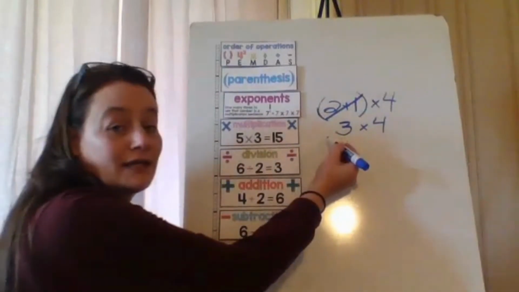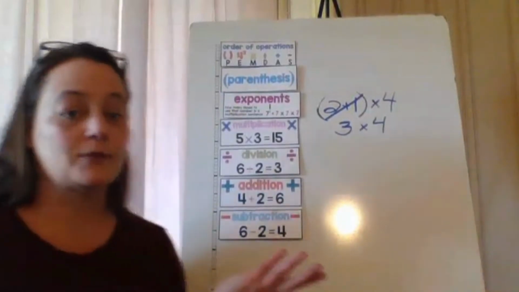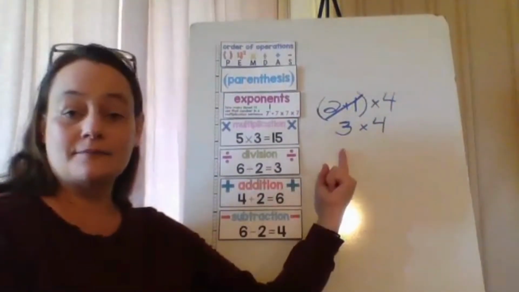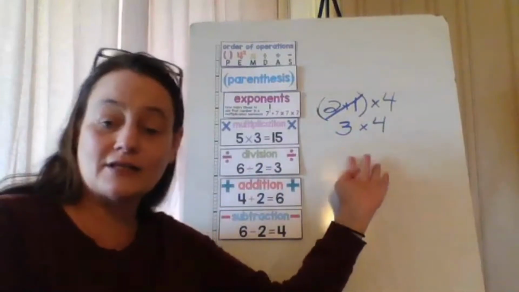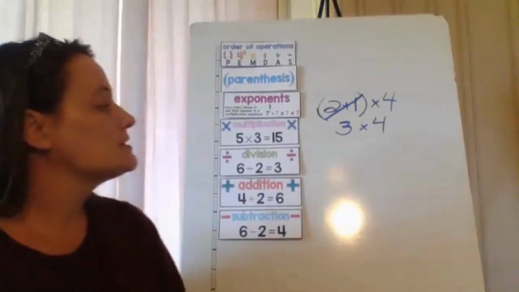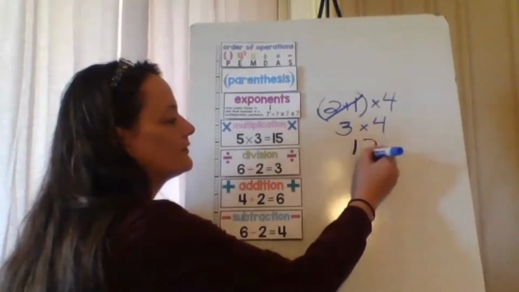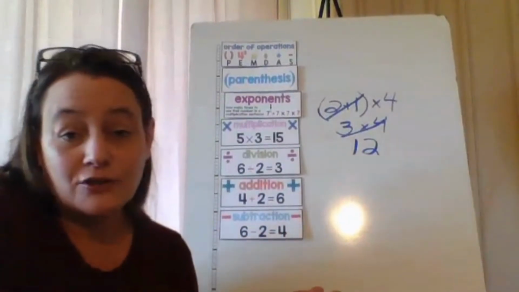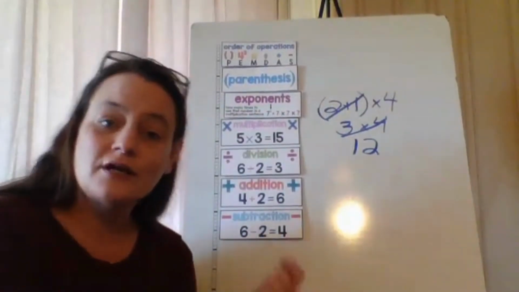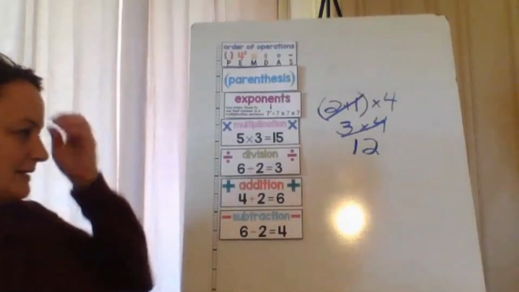Now I start at the beginning again, and I look for exponents. Well, I don't have any exponents in this problem. So I'm going to go back to the beginning, and I'm going to look for any multiplication or division that I have. And look, I do have multiplication there. So 3 times 4 is 12. And then I don't have to go back and look for any addition or subtraction because my answer is already there. Okay, let's try another one.